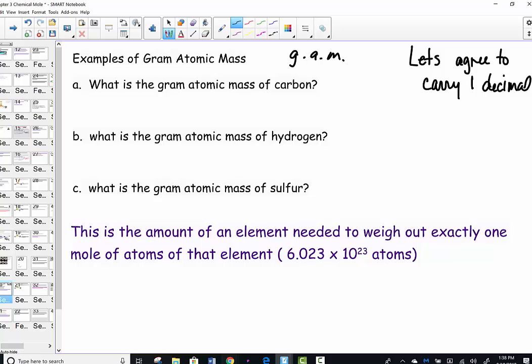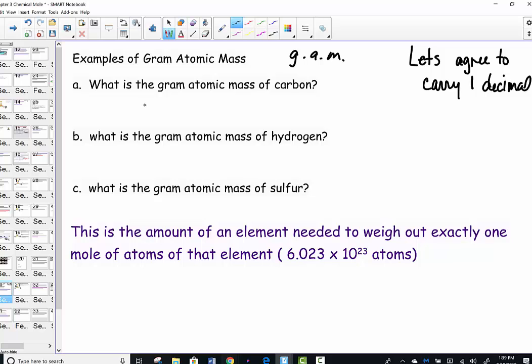Let's agree to carry 1 decimal from the periodic table. So if we're wondering how many decimals she wants me to grab, each periodic table is just a little bit different. Some have many decimals, some have 1 or 2. Let's agree to carry 1 decimal when reporting any molar mass.